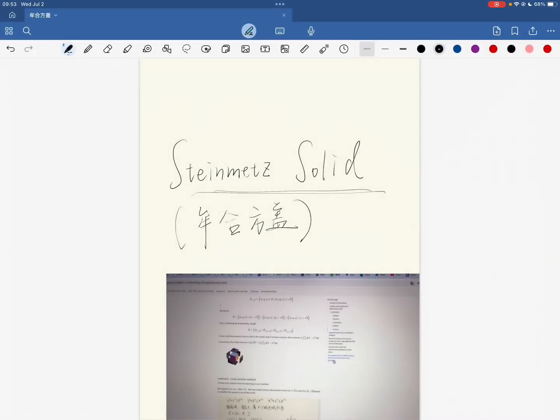Hi everyone, today to review my knowledge about multivariable calculus, I will use two methods to calculate the volume and the area of the Steinmetz solid, which in Chinese is called 牟合方盖. It's just the common part of several cylinders, and since the common part of two cylinders is easy to calculate, today we will focus on the common part of three cylinders.